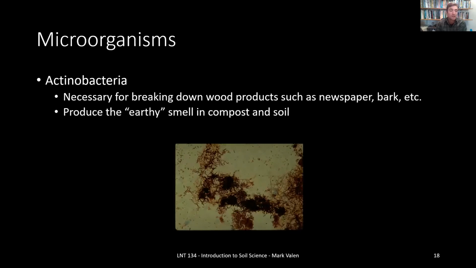There's a certain subset of bacteria called actinobacteria. Used to be referred to as actinomycete because it is a filamentous bacteria, and people used to think that it was a fungus or a fungal mycelium, actinomycete. But under further examination, it's kind of a separate thing. It's not quite a bacteria, not quite a fungus, but it's referred to as actinobacteria. And it plays a special role in the compost pile of breaking down wood products like newspaper and bark. In particular, it will be the organism that produces that earthy smell in a compost and in soil.